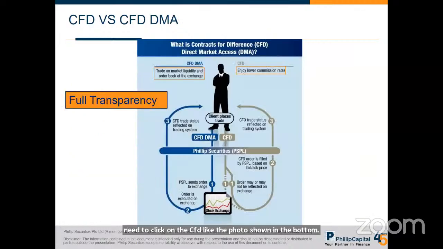So this is the summarized version of how a CFD DMA mechanism works. DMA gives you full transparency. It trades on market liquidity and the order book of the exchange. So maybe you can read on the slides. You can also find out more on our website.